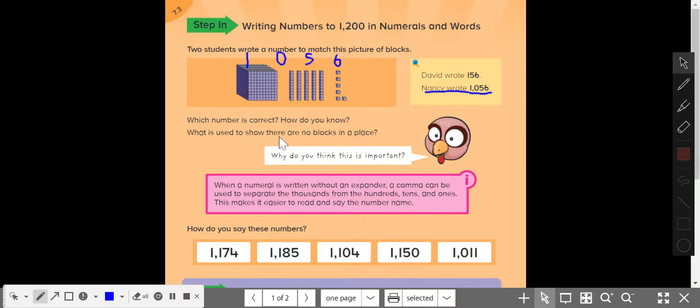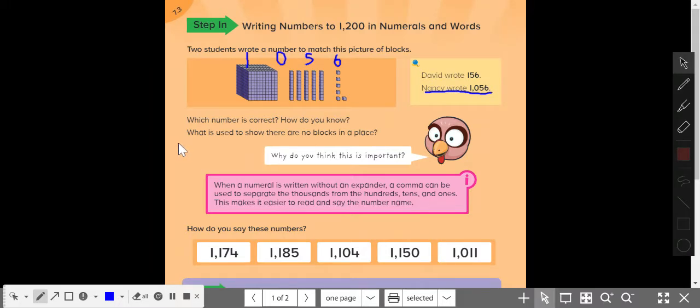What is used to show there are no blocks in a place? Well, we just talked about that. We use a 0 because that still holds the place of where hundreds would be if we had any in this number. But since we don't, we'll just leave the 0 there. Why do you think this is important? When a number is written without an expander, a comma can be used to separate the thousands from the hundreds, tens, and ones. This makes it easier to read and say the number name.